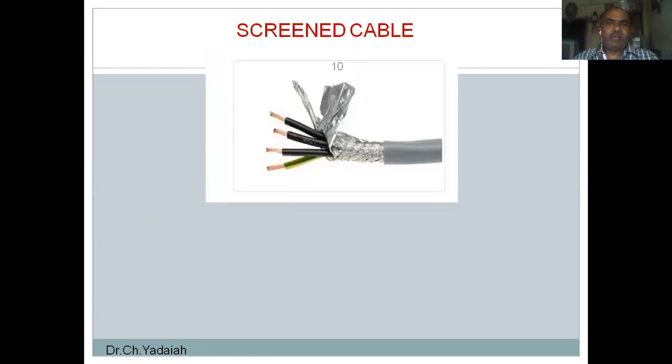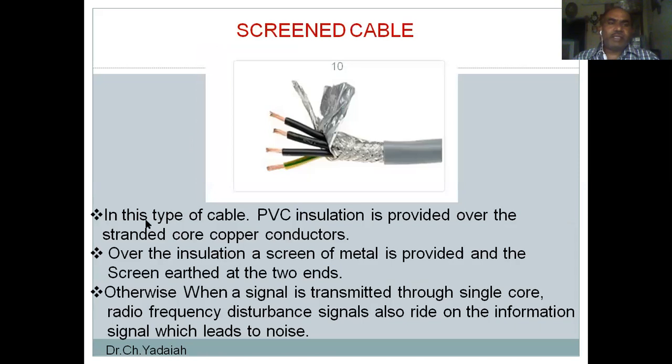And screened cables, as we have already seen. In this type of cable, the PVC insulation is provided over a stranded core copper conductor. This is a stranded core copper conductor. Over it is the PVC insulation, over which is the screened sheet. Over the insulation, a screen of metal is provided, and the screen is earthed at the two ends, at the starting end and after a long distance. Otherwise, what will happen if it is not earthed?